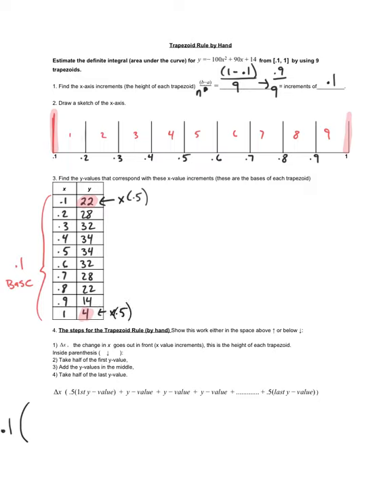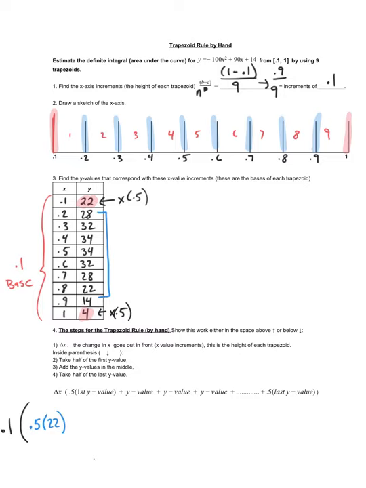Now, I'm going to highlight them in blue. These heights in the middle, those are each used twice. So we only list them once in our trapezoid rule formula. If we only list them once, we have cut them in half. So it looks like this. We take half of that first height, so 0.5 times 22. Now we add these all up in the middle.